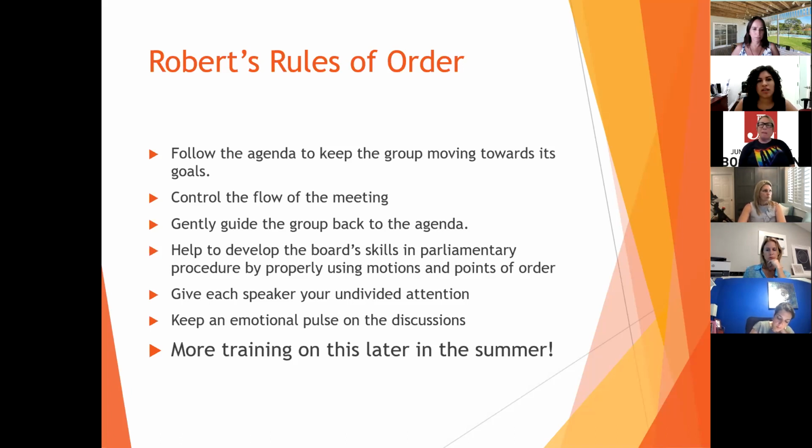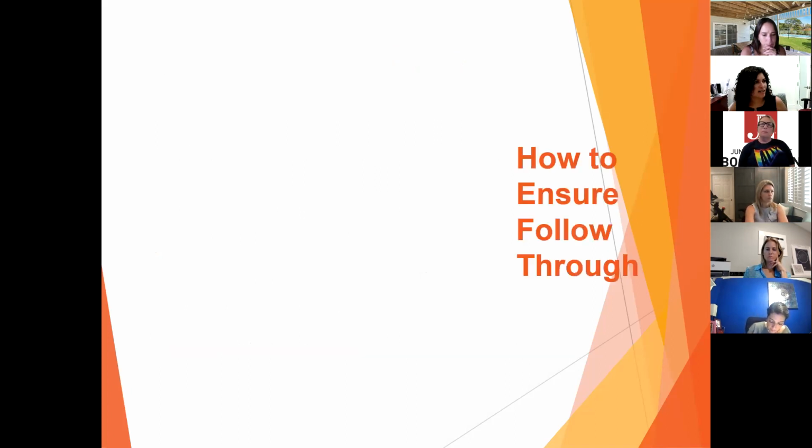And one of the things we like to follow up with Robert's Rules of Order is that it's really important to give each speaker your undivided attention. It also is important to keep your emotional pulse on discussions and keep everything flowing through the meeting. I know we spoke about it a little bit earlier. We need to always guide the group back to the agenda, and Robert's Rules of Order, which is the parliamentary way of holding a meeting, has a lot of those tips and the language for it. So we won't spend that much time on it today.